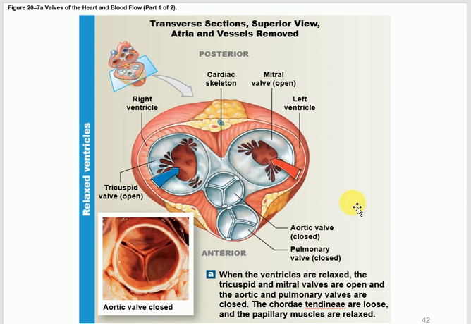Here you have three cusps, one, two, three. So this is the right. This is two. So this is the left. Look at the aortic and look at the pulmonary. How many cusps here? One, two, three. How about this? One, two, three. How about this? One, two, three. All of them have three, except bicuspid. This. All three out of the four have three cusps. The only one that has two is the left, which is the mitral.